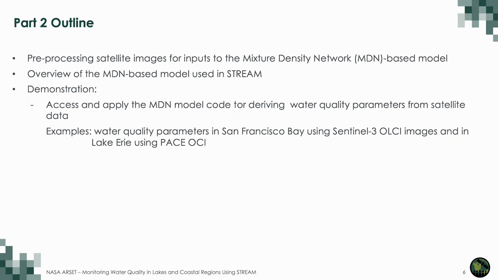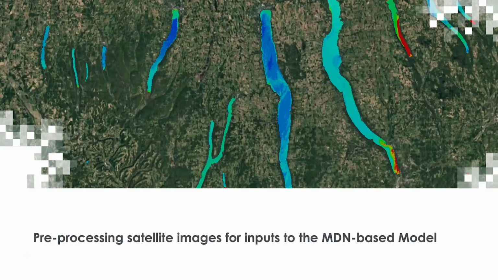And we'll have a demonstration of access and application of the MDN model code for deriving water quality parameters from satellite data. Our guest speaker, Dr. O'Shea, will use examples to demonstrate how to use MDN code. He will use Sentinel-3 OLCI images and PACE OCI images to show water quality parameters derived from this model in San Francisco Bay and Lake Erie. We'll have a brief review of pre-processing of satellite images.